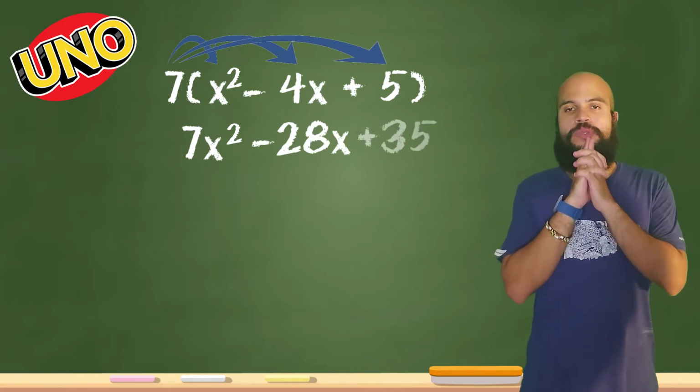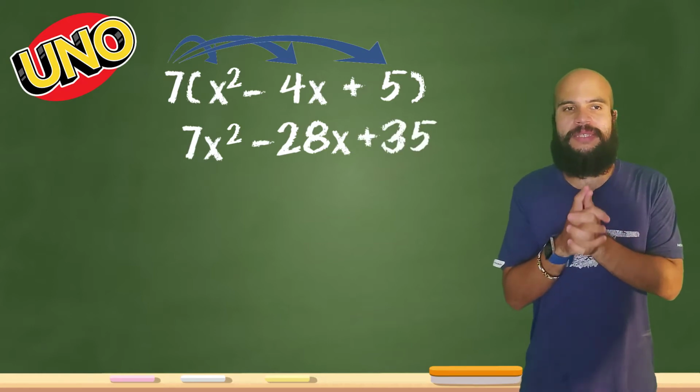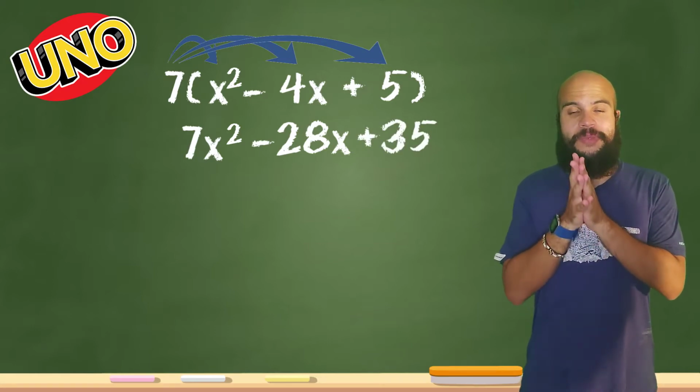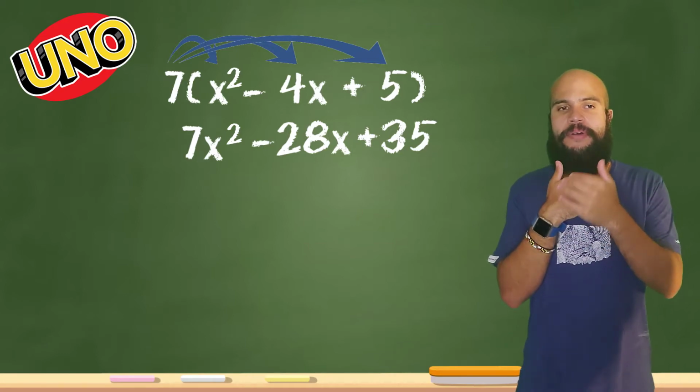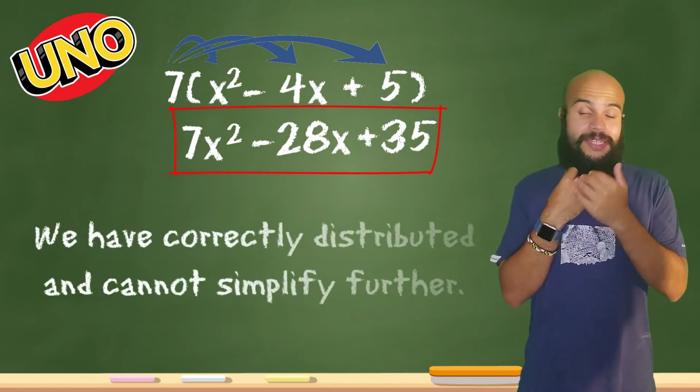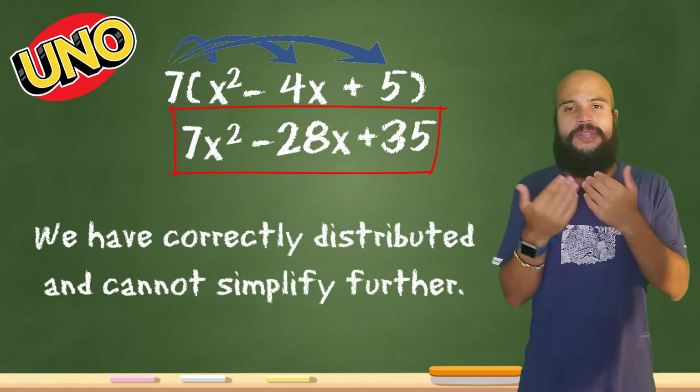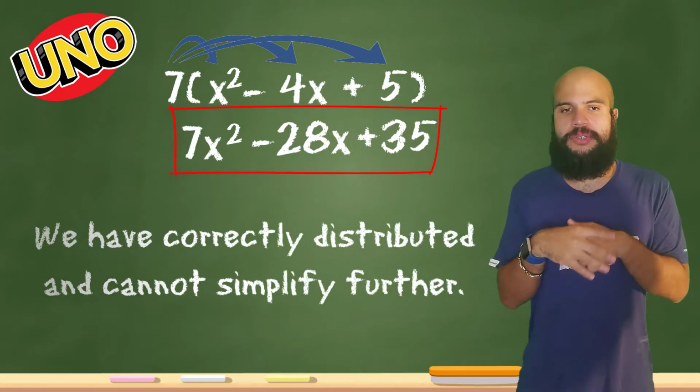Notice the 7 must go to every term inside the parentheses. We want the game to be fair, so we cannot leave anyone out. So in this situation, we cannot simplify by combining like terms, because there is no like term after we did the distribution.